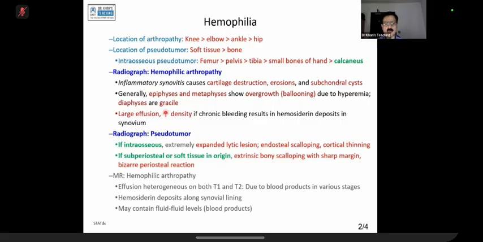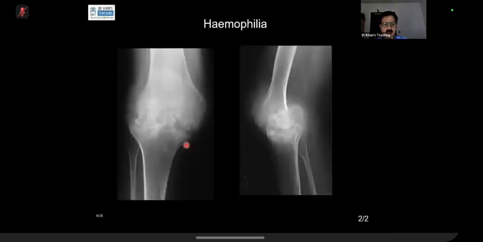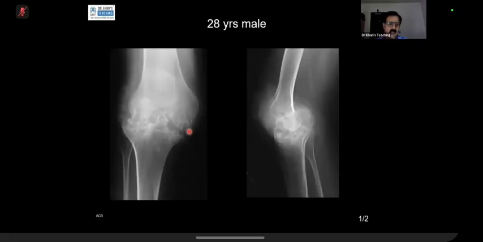Once you remember it like this, you will master this. It's a very important exam case, by the way. And the key differential is JIA, juvenile idiopathic arthritis. So let's go back to the case which the candidate described very well. If you see here, look at the epiphysis, overgrowth.